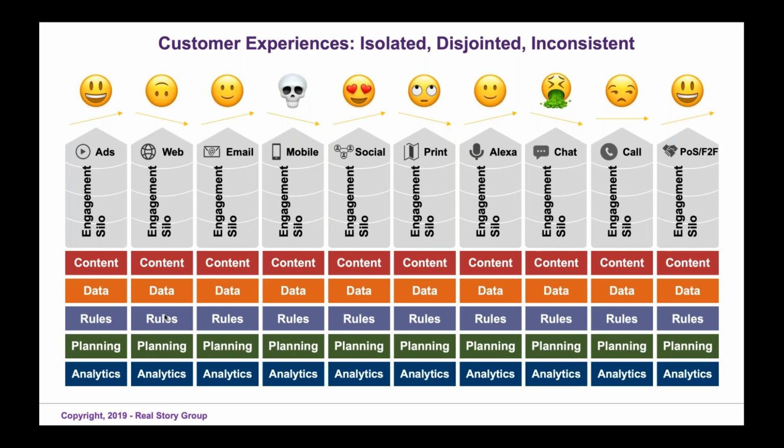So I think many of you are experiencing this now where your customer experiences are isolated, disjointed, and inconsistent. There's a number of reasons for that. Obviously, we all have a dozen or more different engagement silos by which we're talking to customers and prospects. And the fundamental problem with this siloed approach is that each one of these engagement silos typically has its own kind of content caboose, data, rules, planning, analytics, all within that silo. And so we're trying really desperately to do this kind of lateral integration.